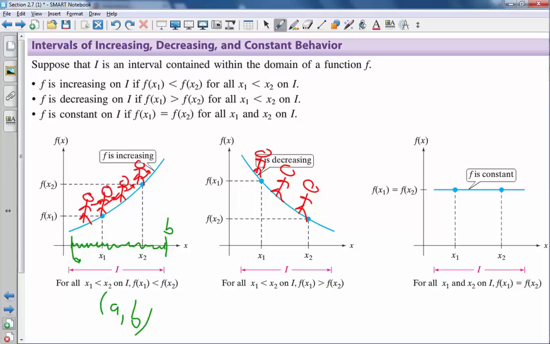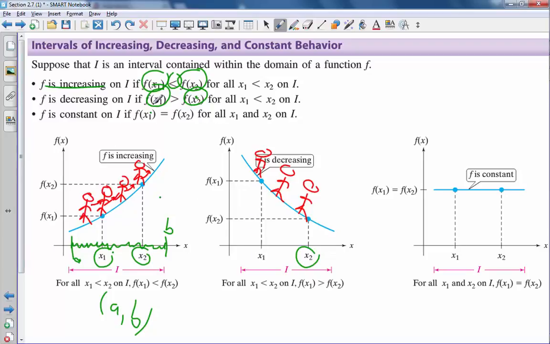Okay, we don't say climbing or stuff. The technical name is increasing. But what it mathematically means is whenever I take a number on the right compared to a number on the left, its value on the right should be greater than the value on the left. Decreasing means the value on the right should be smaller. This time x2 is on the right. You see? The value on the left this time is bigger.